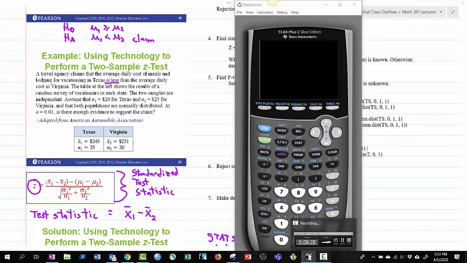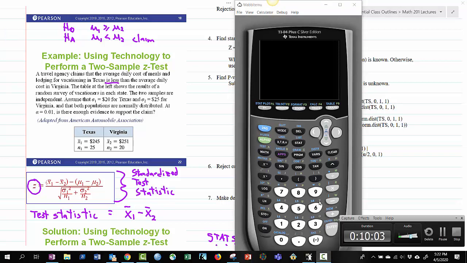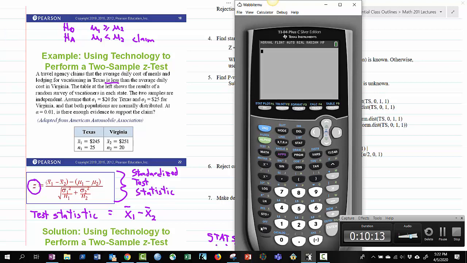All right, so turn it on. Let's do what I said. I'm going to hit stat. Let's try to turn it on again. All right, hit stat. Going to arrow to the right. You see test is highlighted. Then we want two sample z-test, 2-SampZTest. That's the third one. I just arrowed down twice and hit enter.